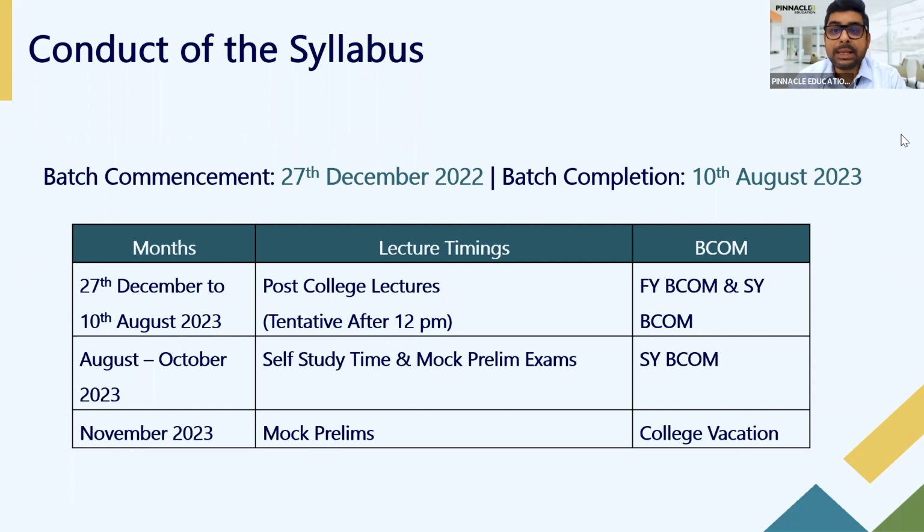The batch typically ends on roughly first week of August. So a very tentative date is 10th August. Okay. So December to 10th August, we typically coach you after your college time, which is usually 12 p.m. onwards. Most of you all that time are between your first year BCom and your second year BCom.